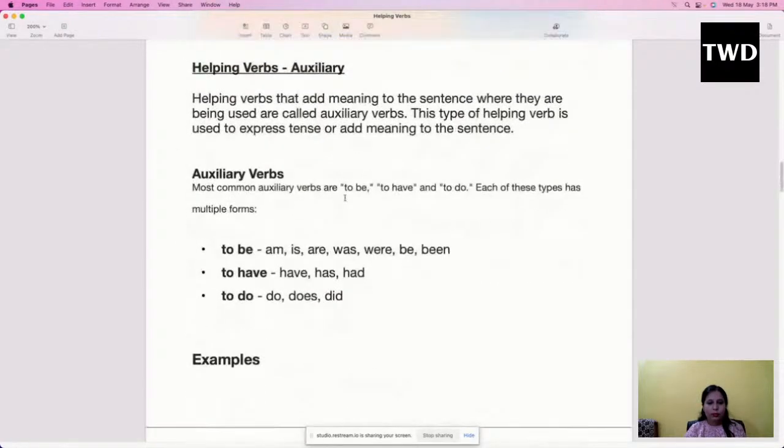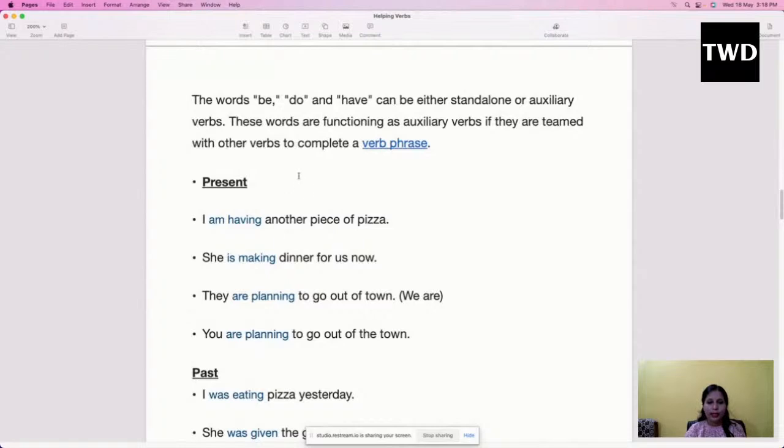Okay. So we have some examples here. Under present tense, I am having another piece of pizza. I am. Right now, I'm doing it. For the things which I am doing right now, I'll be using a helping verb as well as the main verb, and with that, I'll be adding ing to show that the action is going on right now. I am having another piece of pizza. I am taking a session right now. I am attending a session right now.